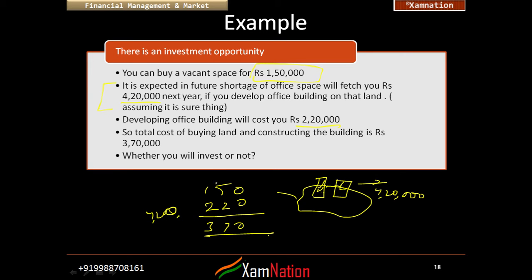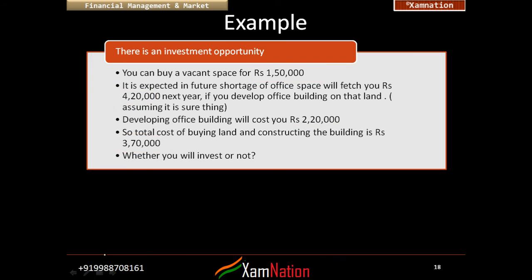Now the question is whether you should invest in this project or not. You are getting 4,20,000 and you are forgoing 3,70,000. 3,70,000 will go from you, because you will have to buy the land and build a building. The question is very simple. You have to say whether you should invest in this building or not, whether it will give you a return or not. So how will you proceed?